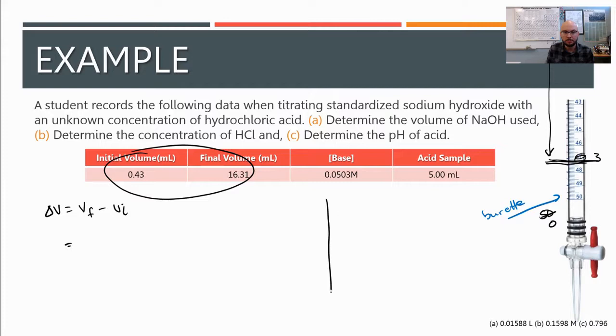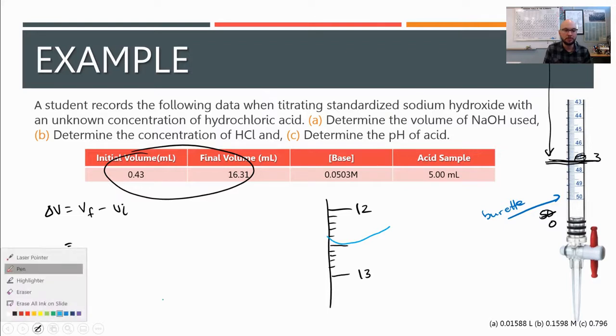Let me redraw that a little bit better. There we go. All right, so the burettes will always look like this. Let's say that this is 12, and remember it counts up going down. The numbers get larger as we go down. That's a better way of saying it. So here's 12 and here's 13. And let's say that the water line was something like this. Then the other side of the burette would be over here.